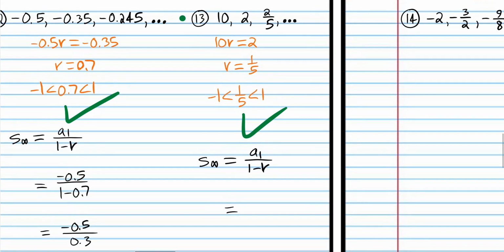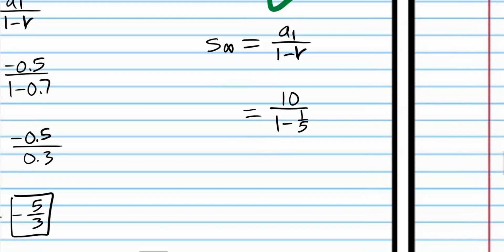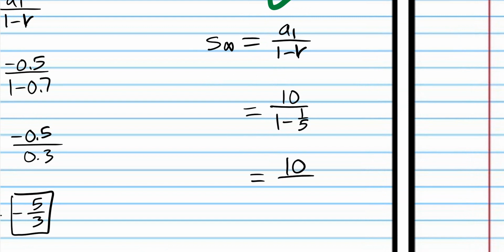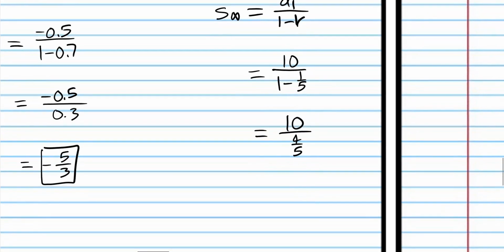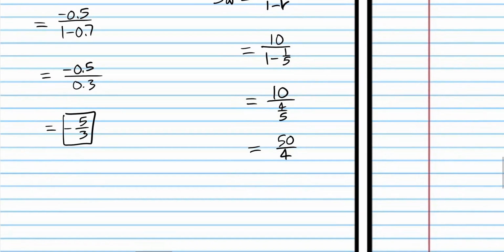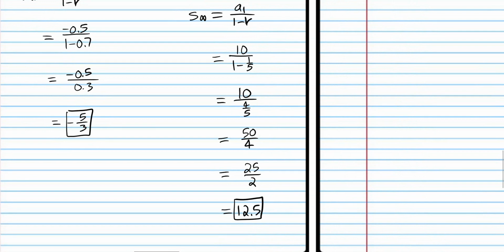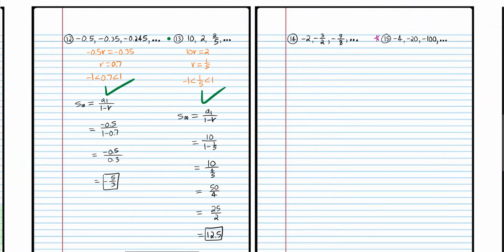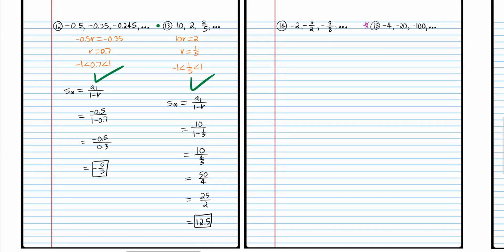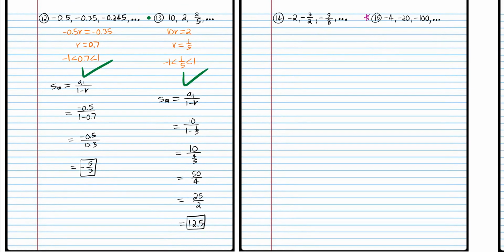The first term is 10. I got that from there. The common ratio is 1/5. So we have 10 over 4/5. Multiply both sides by 5, and we get 50 over 4, which is 25 over 2, which is 12.5. So if you got that right, excellent. Go ahead and try number 14, and when you come back, we'll do it together.